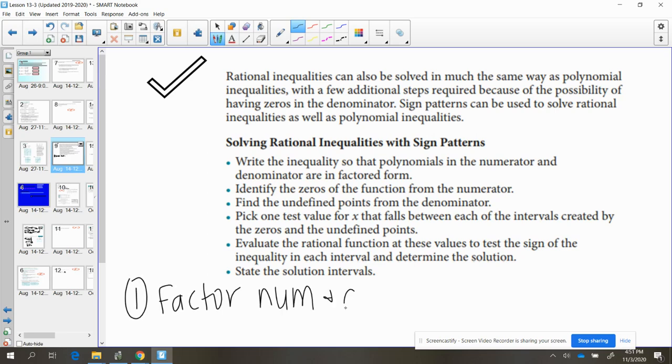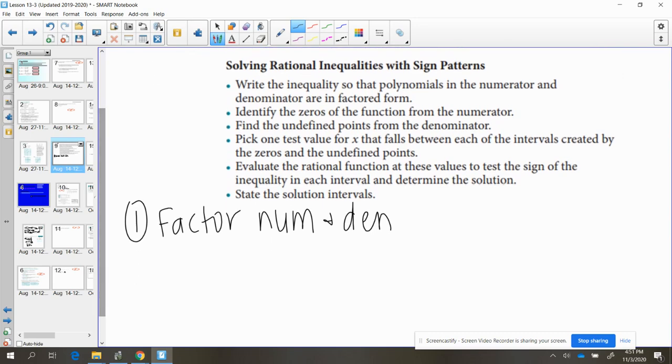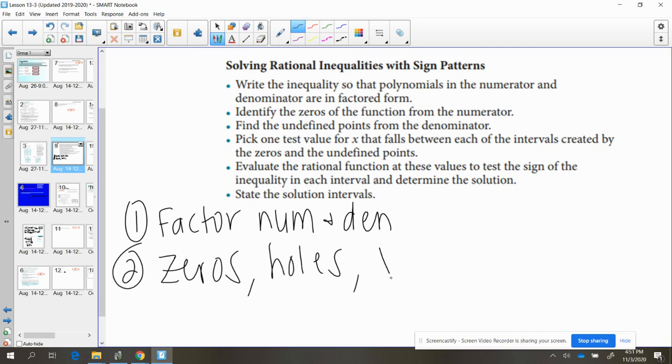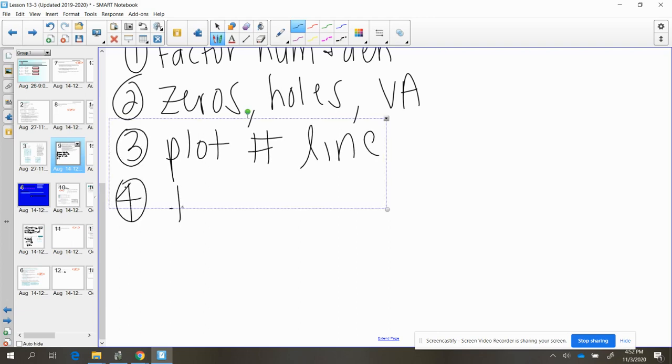And the reason being, we're looking for a couple of key features when we factor the numerator and the denominator. You're looking for zeros, like we did with polynomial inequalities, but we're also looking for any of our discontinuities as well. So holes and vertical asymptotes. Those are all going to be key pieces we need for our graphs. And then from there, very similar to what we did with polynomial inequalities, we are going to plot on a number line, and we're going to test the intervals to find our answers.